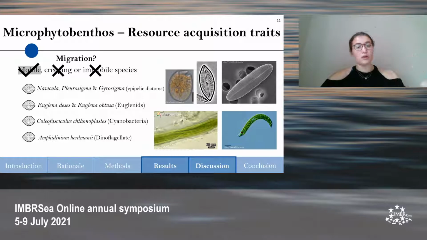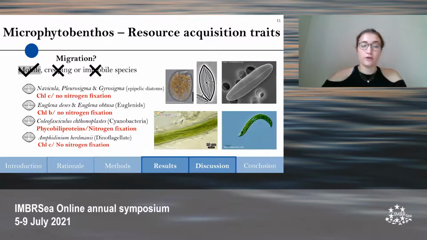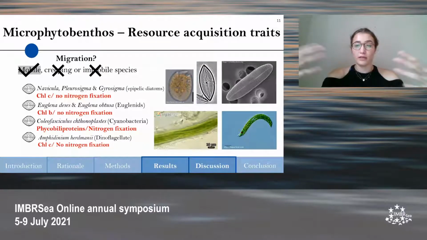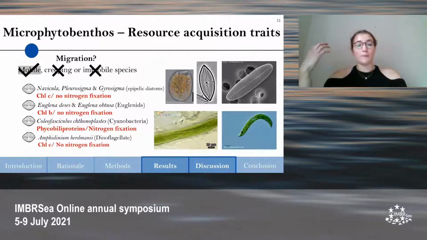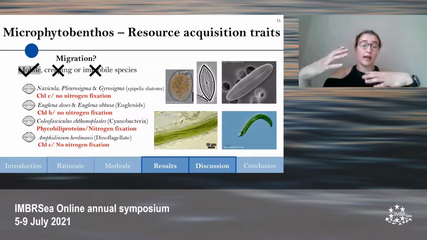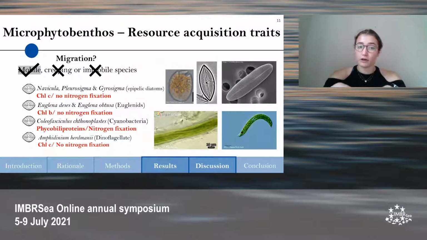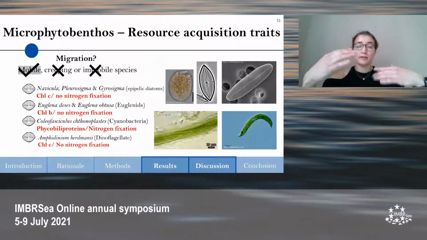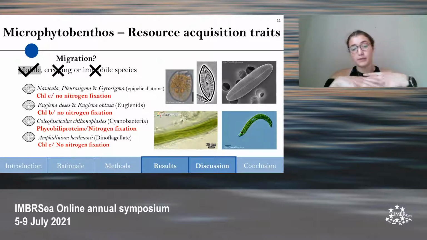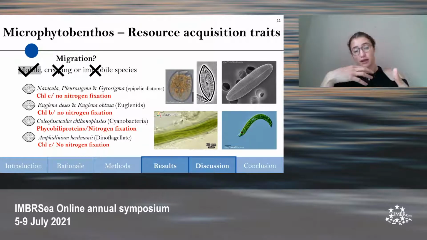So here I have classified the accessory photosynthetic pigmentation on the left-hand side, and I have classified whether or not these species can carry out nitrogen fixation. However, I couldn't find any evidence that would directly link these resource acquisition traits to differences in migratory behaviour, because, for example, different epipelic diatoms possess different timings in their migratory behaviour despite sharing accessory photosynthetic pigments.